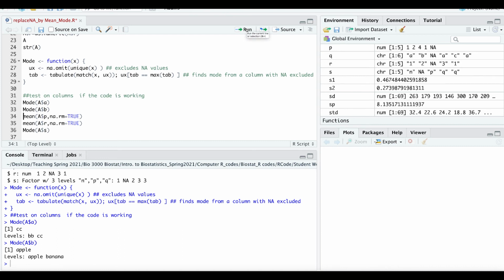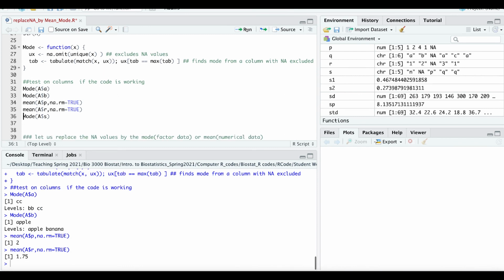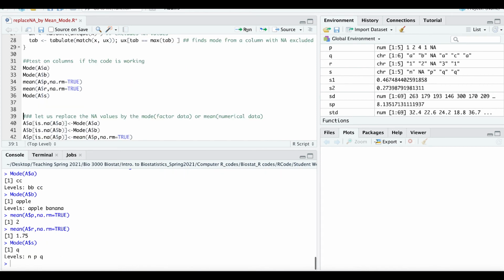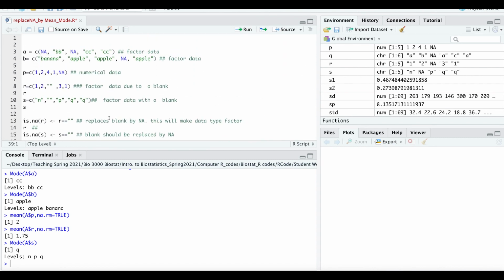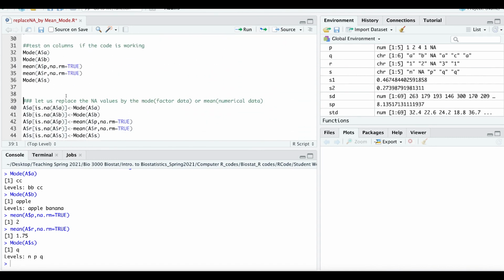Now for P and R, we changed R into numerical, so it will find the mean. See, P and R have the means 2 and 1.75. Now the mode of S, because column S is categorical or factor, is Q, which is the most repeated. Now the code is working, right? Because it is showing the mean and mode of this data set.